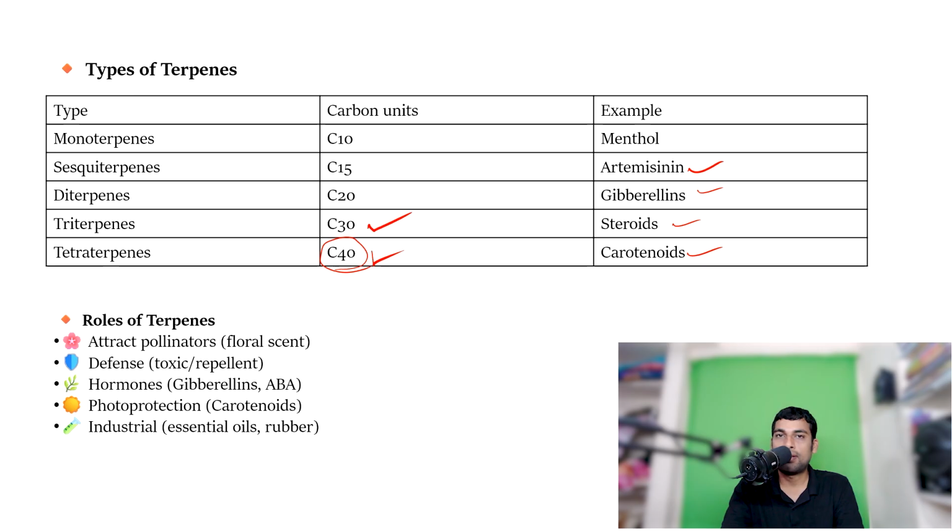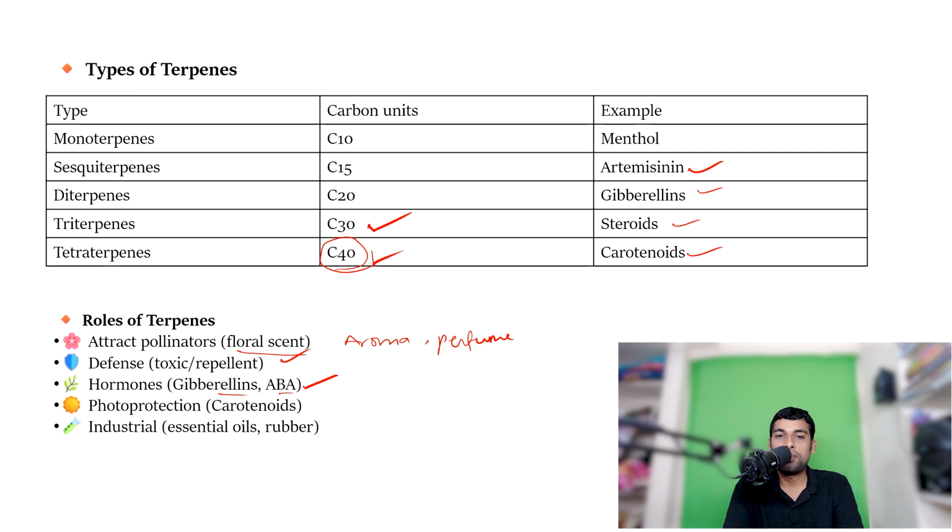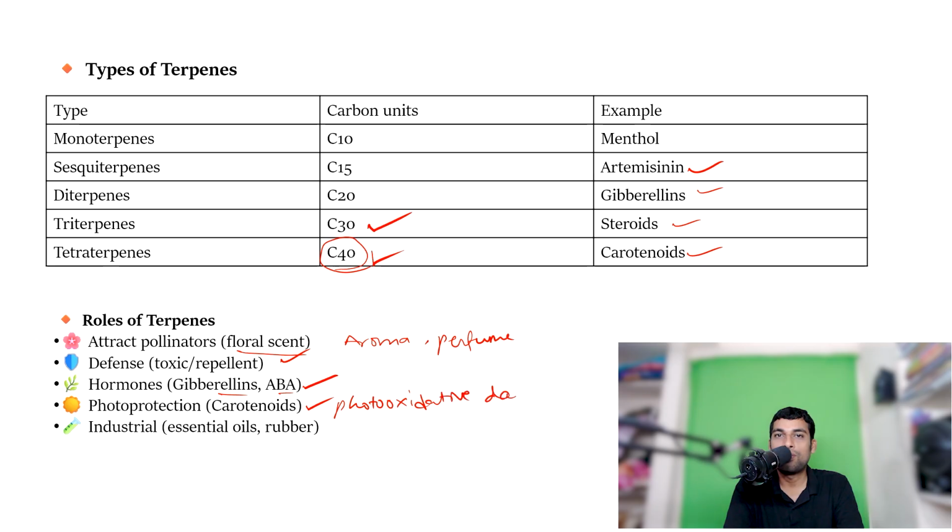What are the functions of the terpenes? Let's see. They are useful for attracting the pollinators because they produce a kind of scent. They act as defensive compounds to kill the insects. Some terpenes function as plant hormones like gibberellins, so they may be useful for cell elongation. Carotenoids protect plants from photooxidative damage. Do you remember we studied it in previous classes? These are important for economic uses like essential oils and rubber.